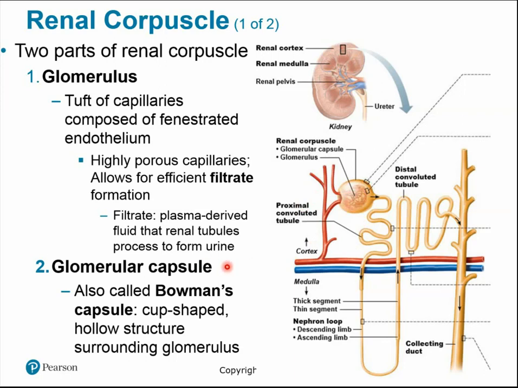The second part to the renal corpuscle is the glomerular capsule. So sometimes called the Bowman's cup or the Bowman's capsule. It's just a little cup-shaped or hollow structure that's just going to help surround and support and protect this little ball of capillaries in the glomerulus.